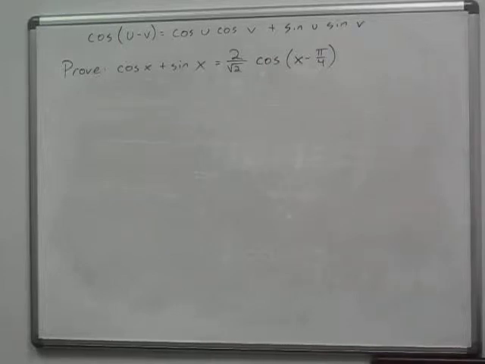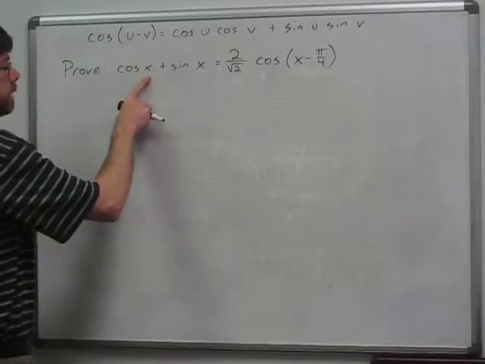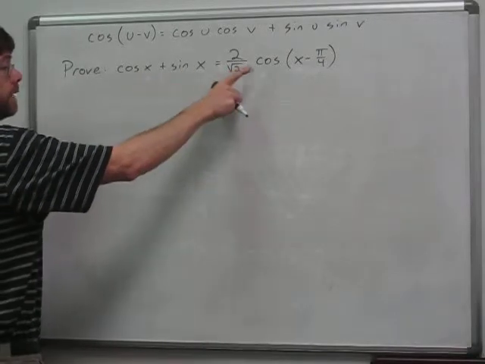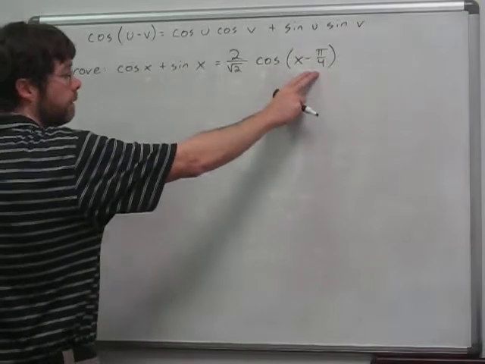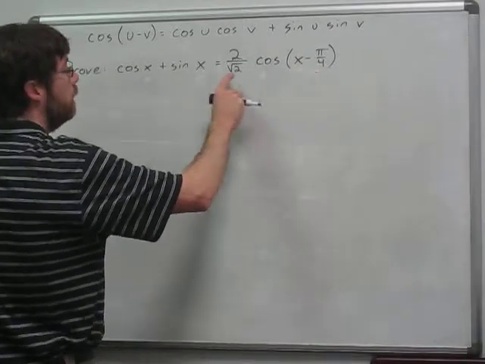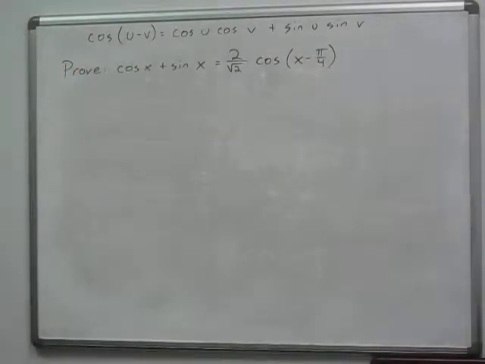This is our second video on the harmonic form. In this video, I'd just like to prove an assertion that I made in the first video, namely that I can rewrite the cosine of x plus sine x as a single cosine function with a phase shift of pi over 4 and an amplitude of 2 over radical 2.